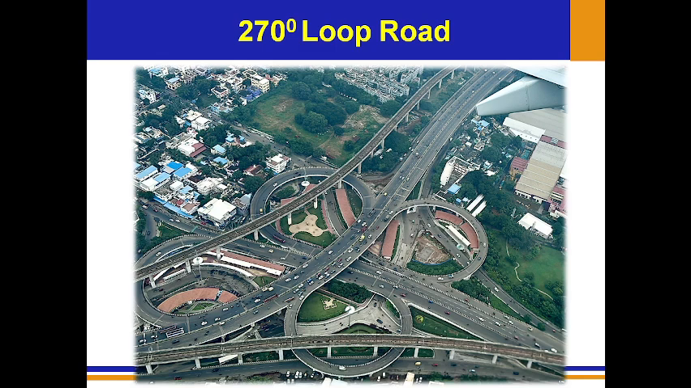You can see this is a 270-degree loop in a Katipara flyover, the cloverleaf flyover. The right turn, especially the right hand ramp, looks like a 270-degree curve, right? But there is a gradient difference, a level difference. Sometimes at-grade 270-degree loop roads may also be available. It is very rare, but this is a typical example. That's why it is shown here.